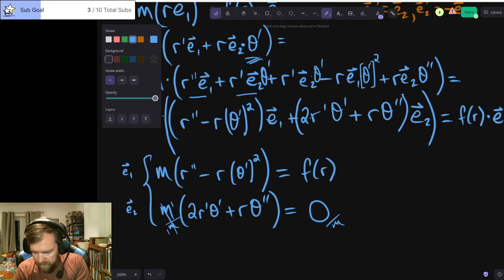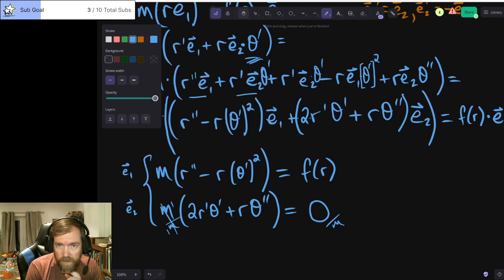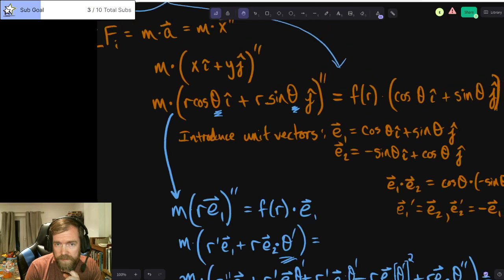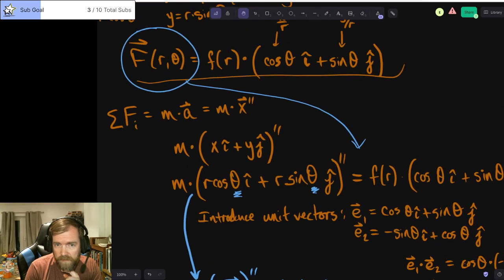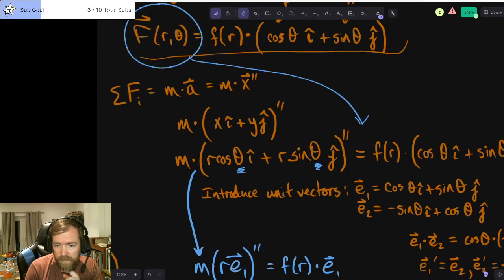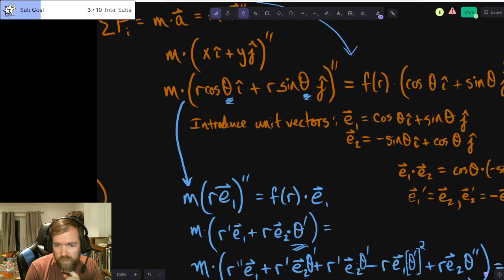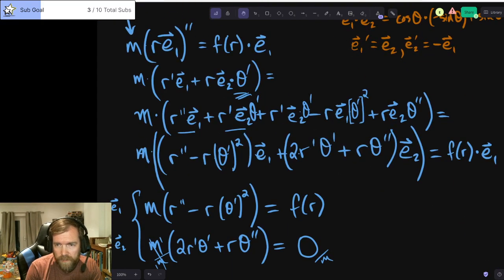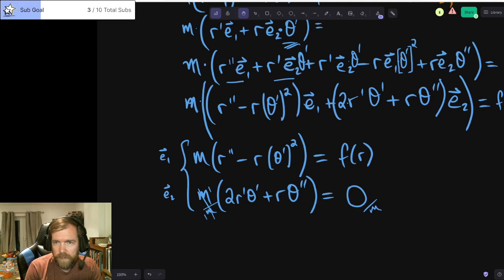Alright, and since r, I believe, is a function of theta. Did I say that? No, we did not do that. That's fine. We'll leave it there.